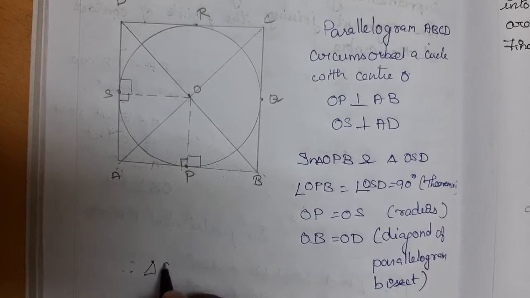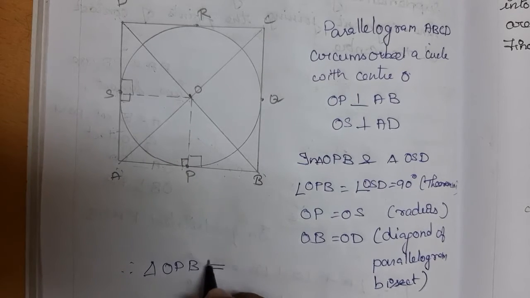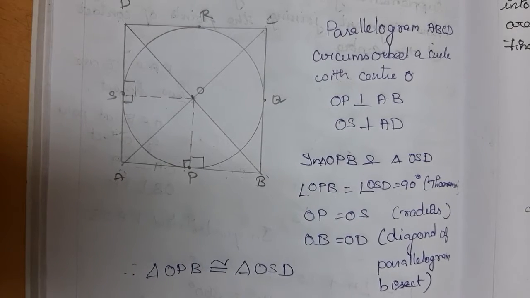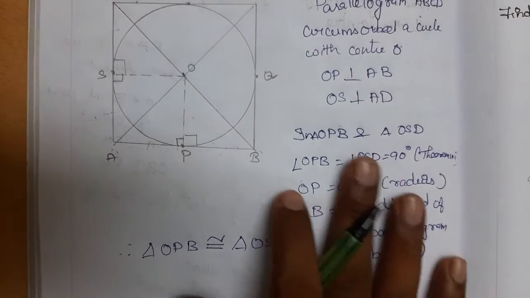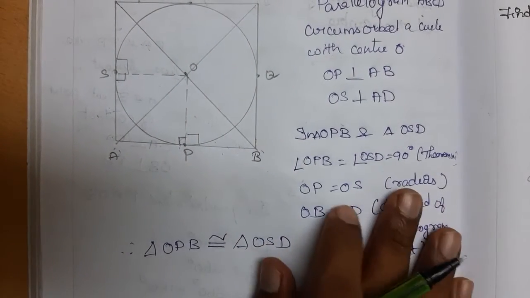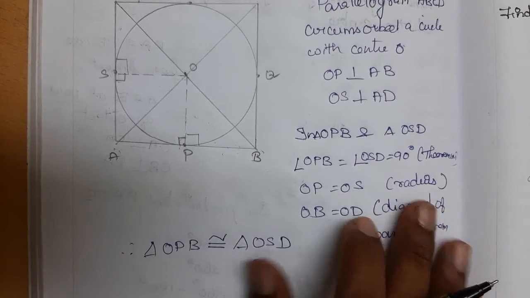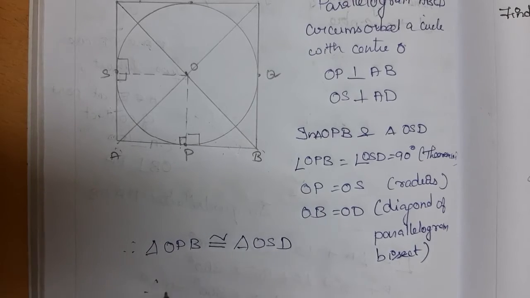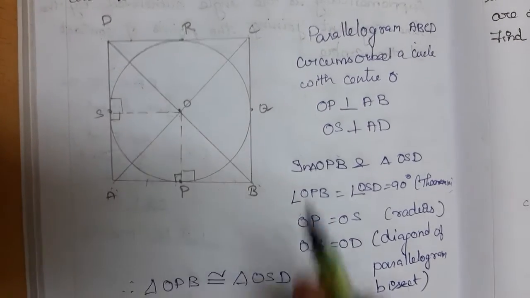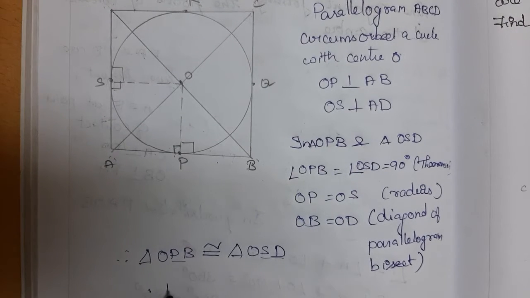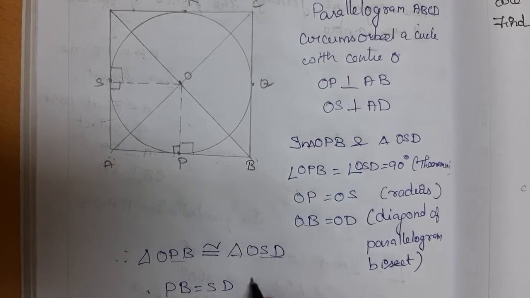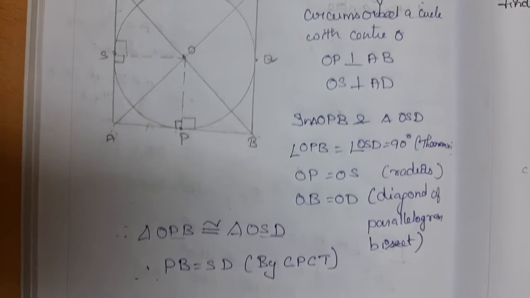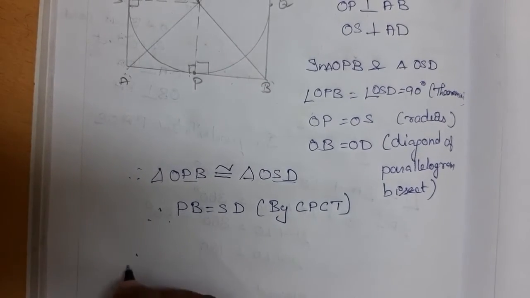Therefore triangle OPB is congruent to triangle OSD. If we prove congruence, then only can we say the sides are equal. If we prove similarity, we can only say the sides are in proportion, though the angles will be equal. Here we are considering the sides, that's why we are proving congruence. Therefore which sides are equal? PB and SD. So PB is equal to SD by corresponding parts of congruent triangles.